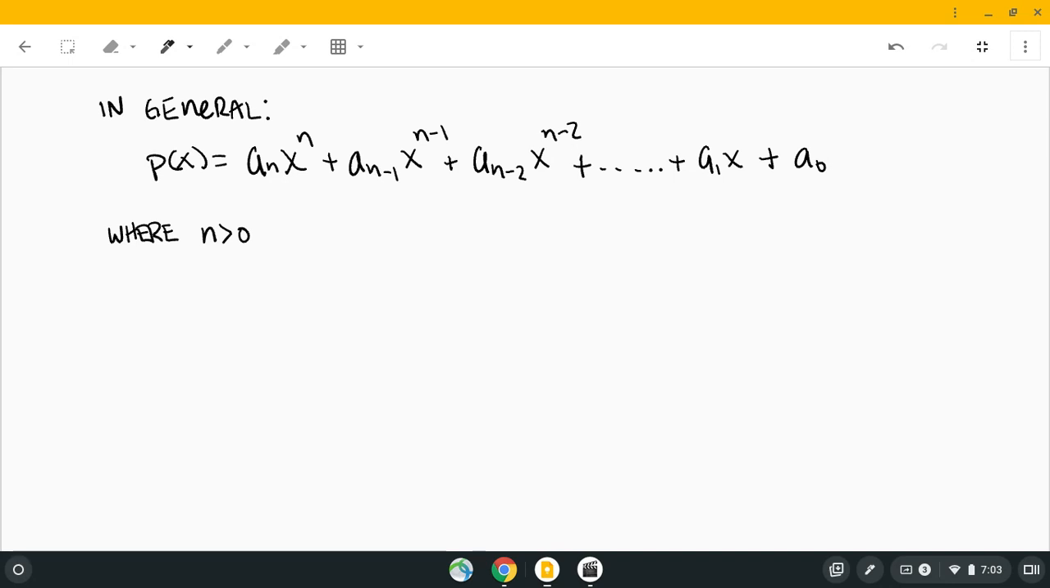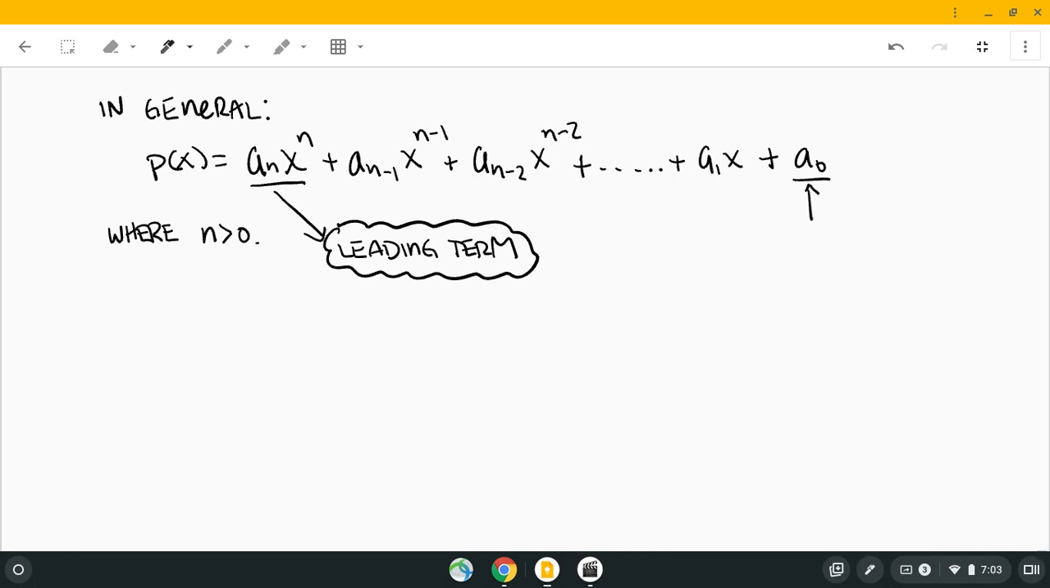And this here is the leading term. Once you have it in descending order, that first term is called the leading term, and that is going to play an important role. This one over here is the constant term. This is the only one that does not have an x.